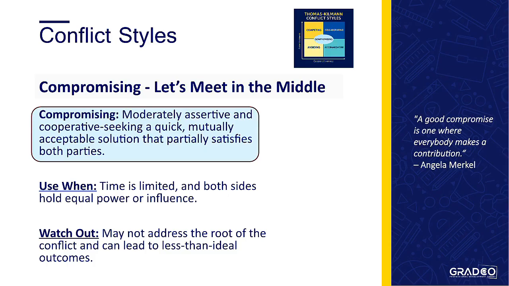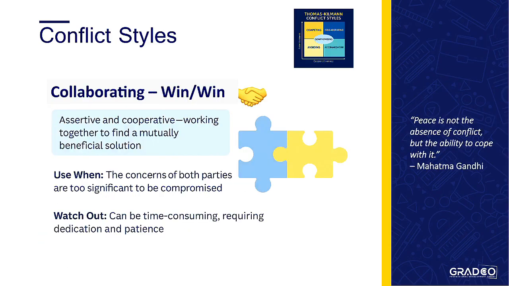Now the next one is collaborating. Now on the surface, collaborating sounds like the best, but really it's not. It just depends on how well it fits the situation. So collaborating is known as win-win, where you're assertive and cooperative. You're working together to find a mutually beneficial solution for both of you, versus each of you getting your own goals, which is more compromise. You're finding a shared goal that you can get.